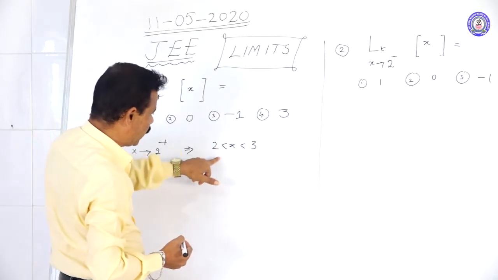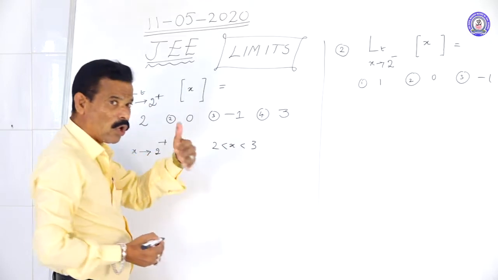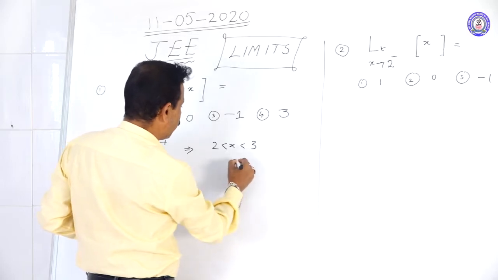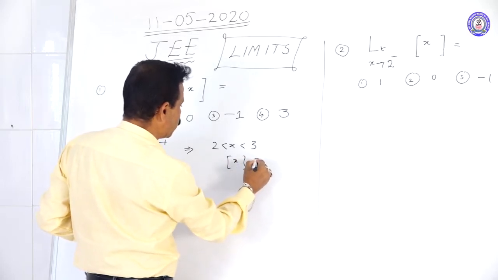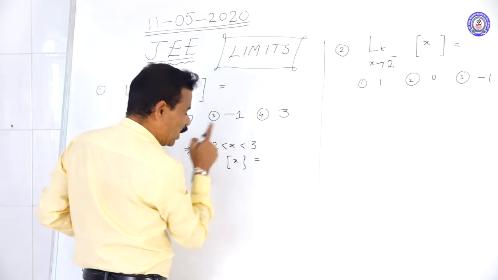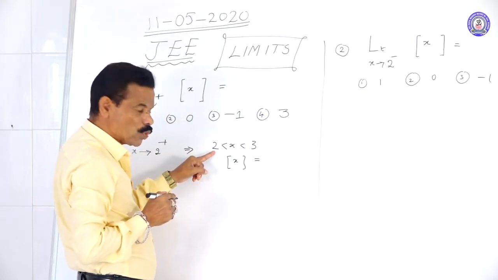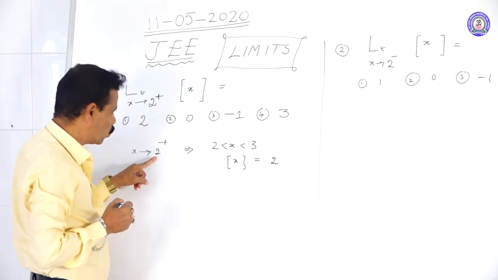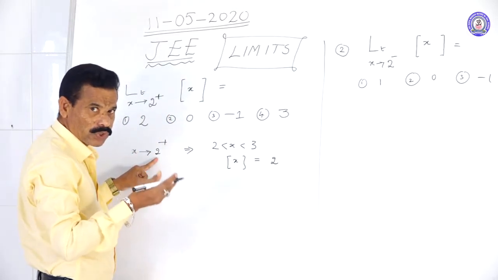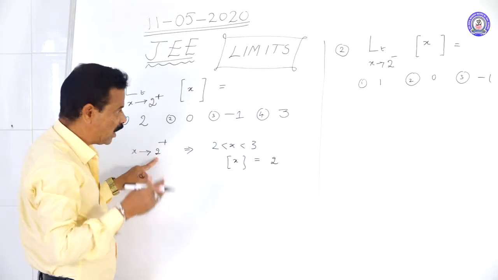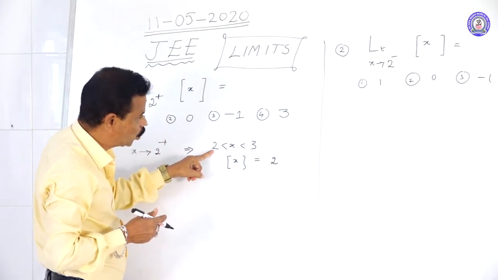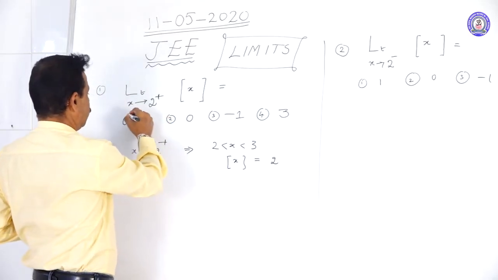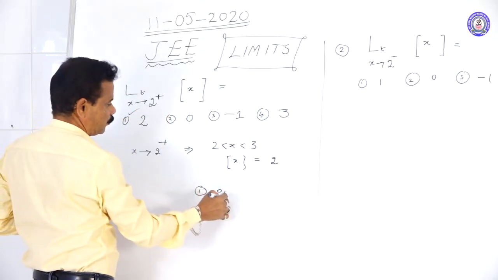So in this case, what is the bracket x value? That integer bracket x is from 2 to 3, and the minimum value taken is 2. Bracket x is equal to 2. When limit x tends to 2 plus, with values between 2 and 3, we consider the minimum integer 2. This is the answer, so the first option.